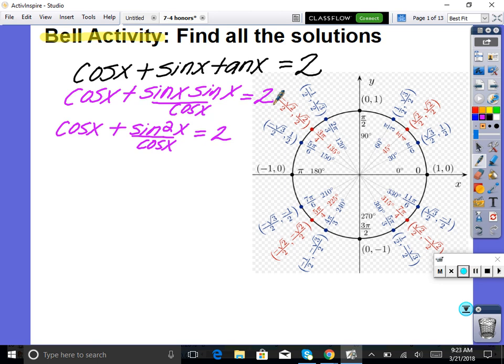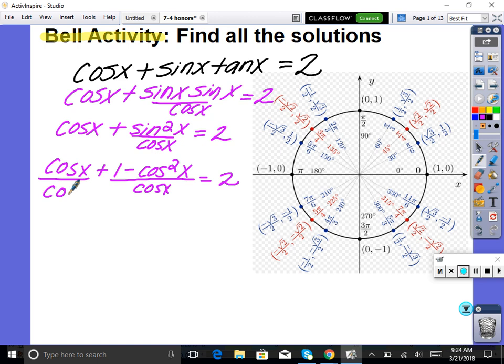Okay, awesome. So you guys did it different than first hour, which is fine because you were equally correct. So you're saying you changed this tangent to 1 minus cosine squared? Okay. So we have cosine of x plus 1 minus cosine squared of x, that's all over cosine of x equals 2. That's different than I would have done it. Not that yours is any less good, because it's not. It's great. And then what?